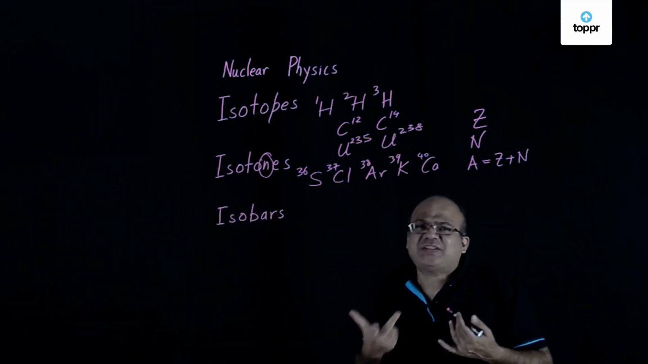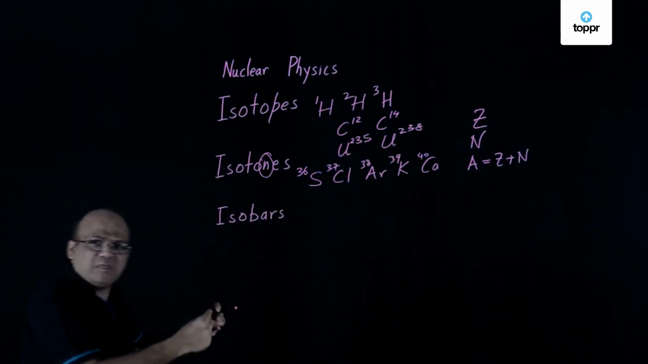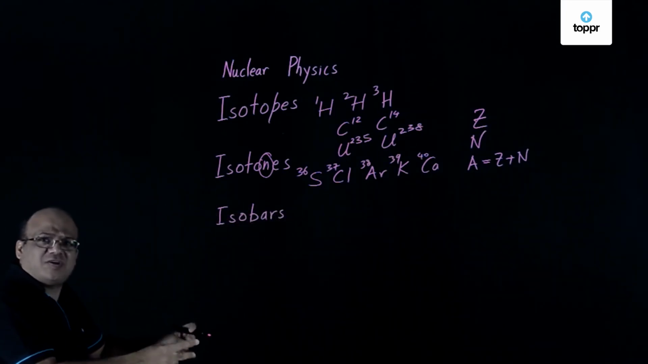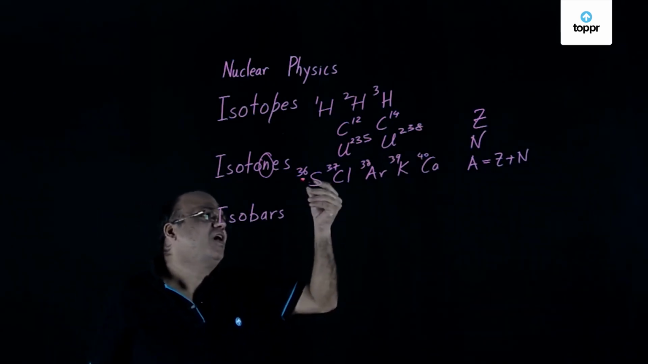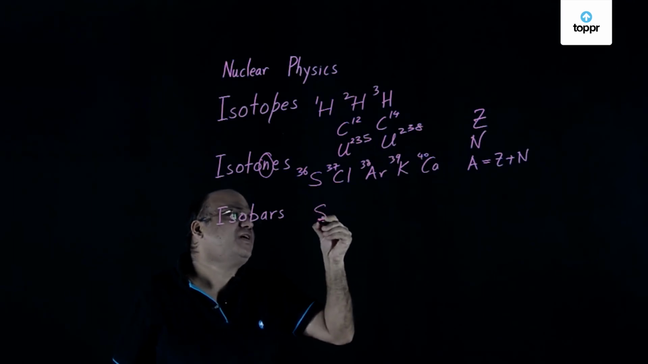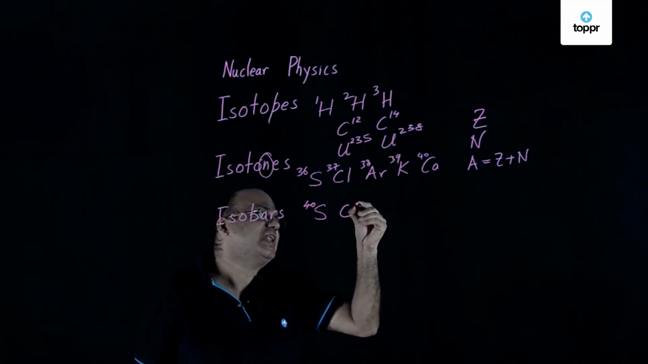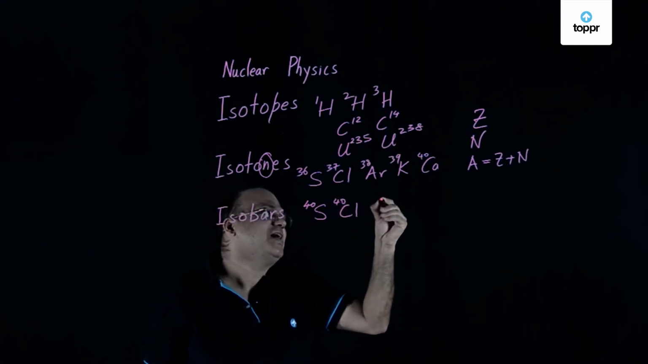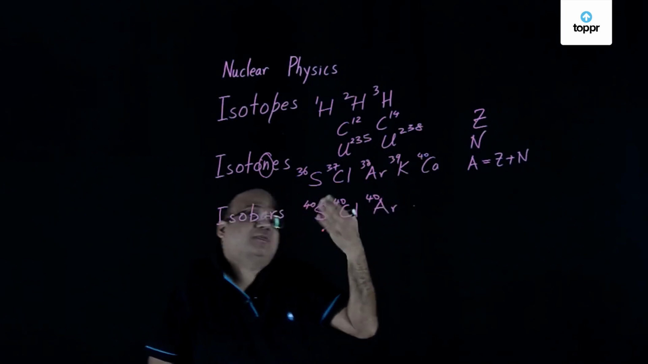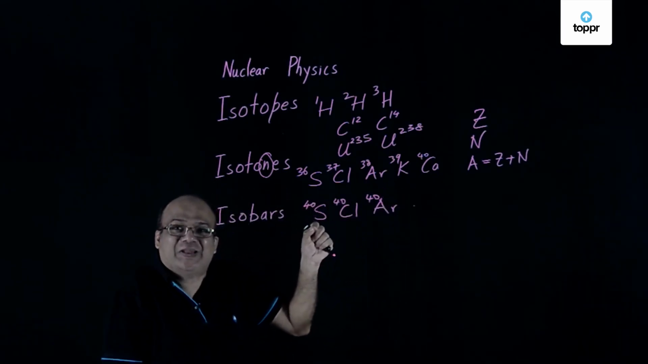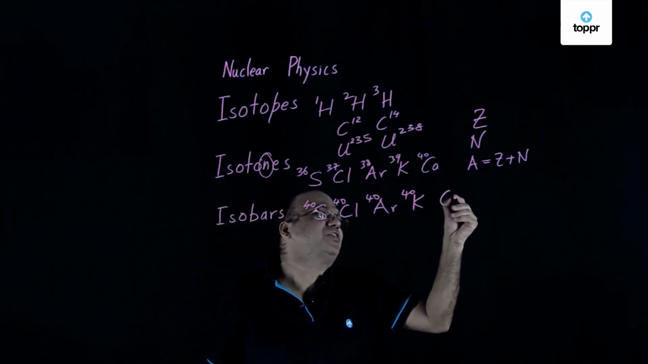Isobars have the same mass number. They have different numbers of protons and neutrons. The sum of the number of protons and neutrons is the same. Again, we can have a series of these same elements. Sulfur isotope having mass number of 40. Then chlorine can have an isotope having mass number 40. Argon also can have a mass number of 40. These may not be the most predominant isotopes of these elements, but they are there. Potassium-40 we can have, calcium-40 we can have.